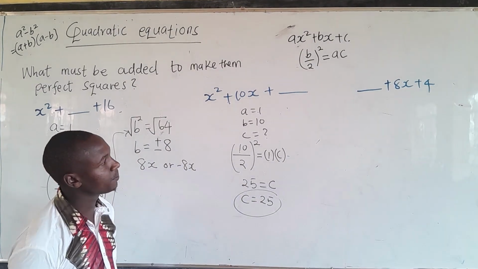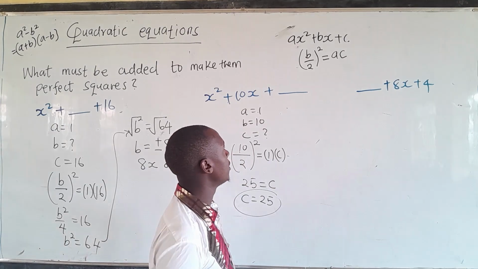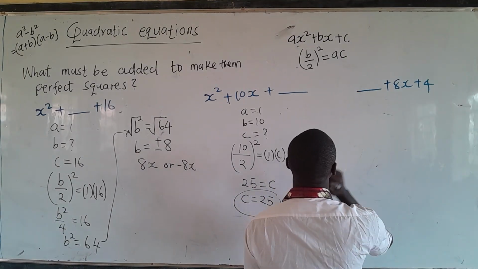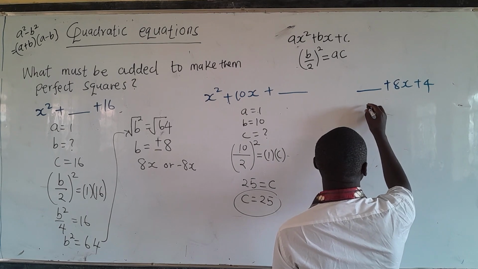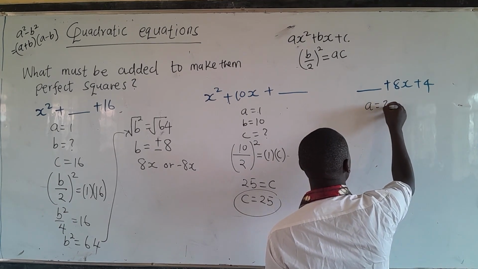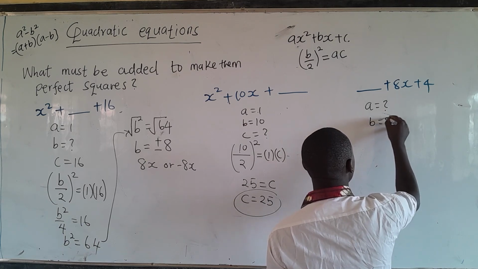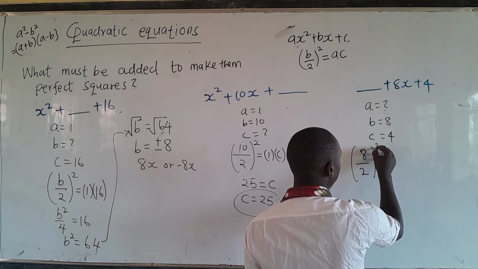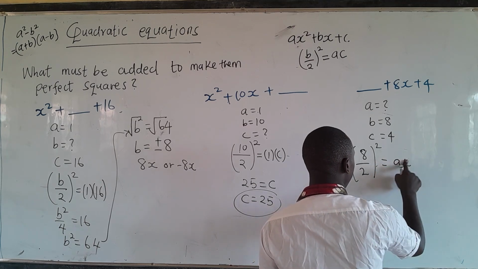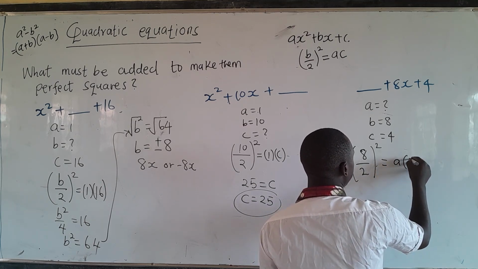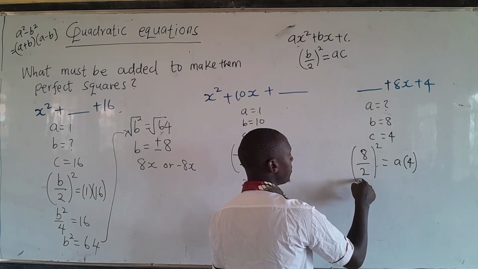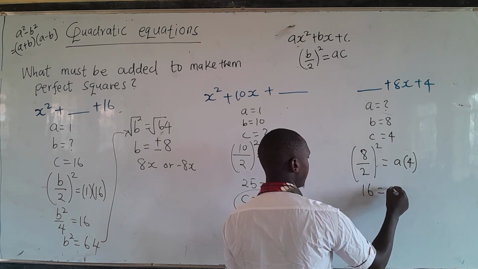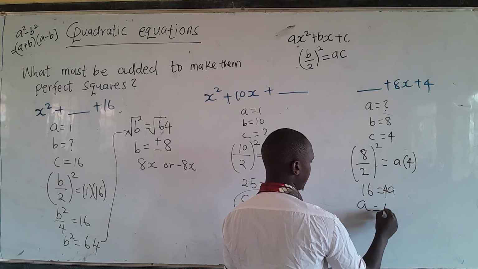So let's do the third one. Here we are supposed to find the coefficient of x squared. So a is the question mark first of all, b is equal to 8, and c is equal to 4. If we take b, that is 8, divide by 2, and square the result, we must get ac. A is unknown, and c is 4. Therefore 8 divided by 2 is 4. 4 squared is 16. 16 equals a times 4, or 4a, and the value of a is 4.